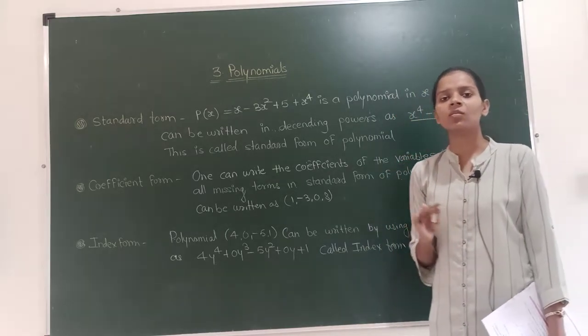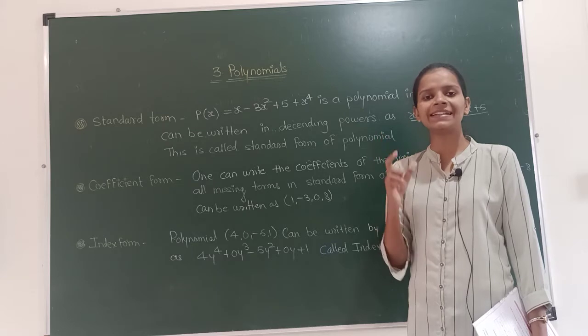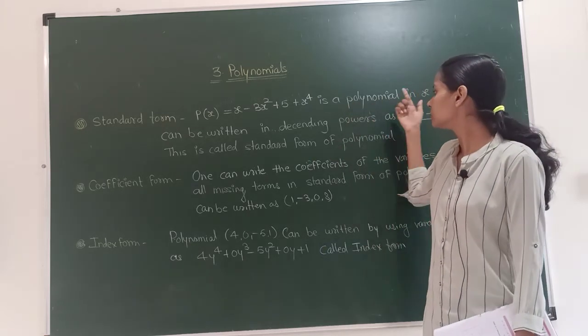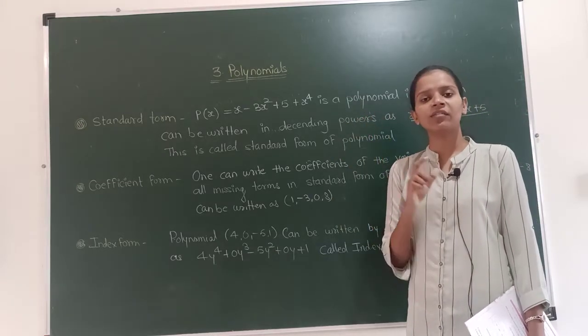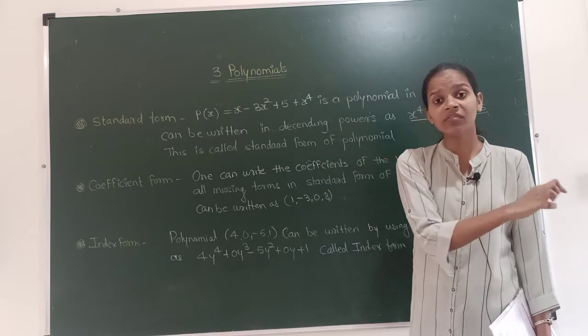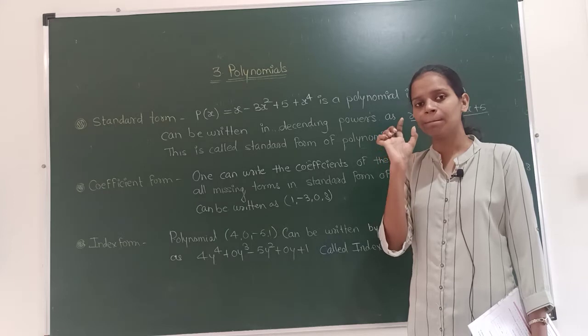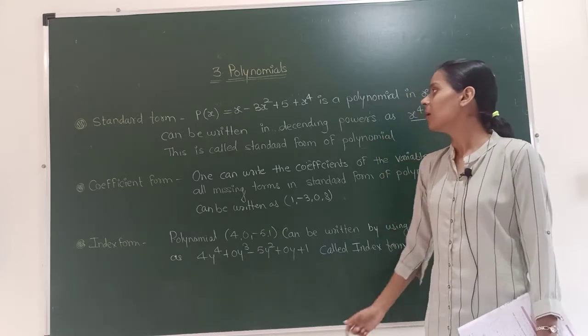What is the standard form of a polynomial? If the given polynomial is written in the descending form of the powers, it is called the standard form of the polynomial. Whatever the polynomial is, we have to write it in the descending form of powers. Keep the word in your mind: powers, descending form of powers.